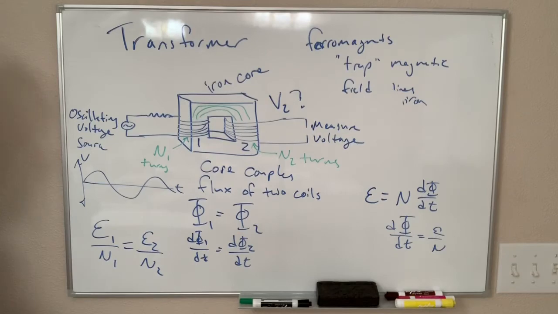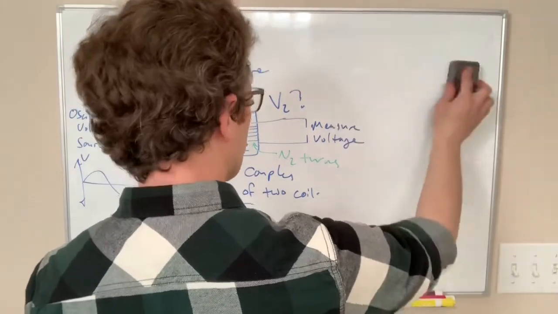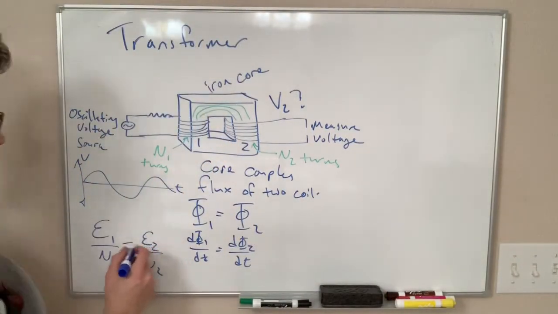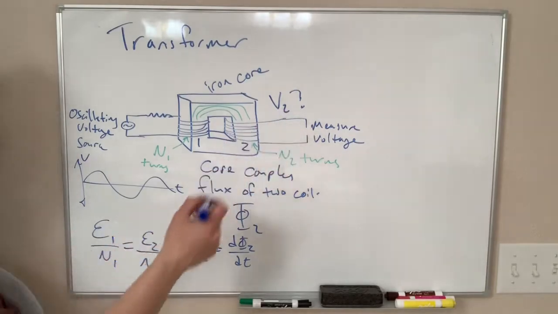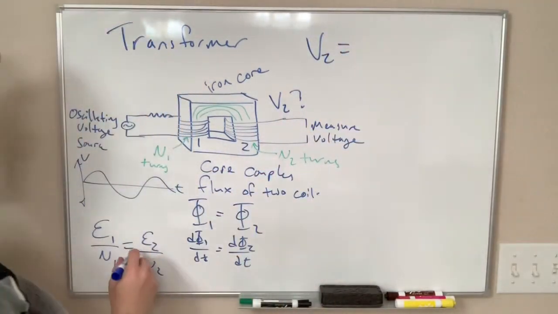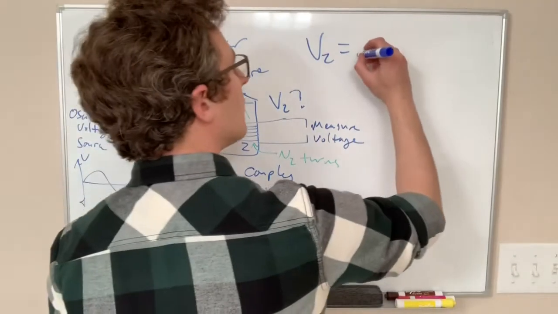Okay, so lastly, if I want to solve for E2, and now we can call these EMFs or we can call them voltages, we'll switch to the voltages now. So voltage 2, solving here, is equal to voltage 1 times N2 over N1.